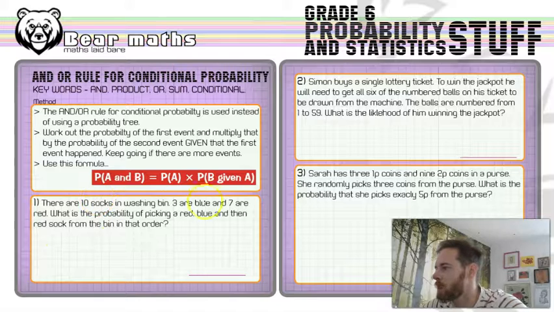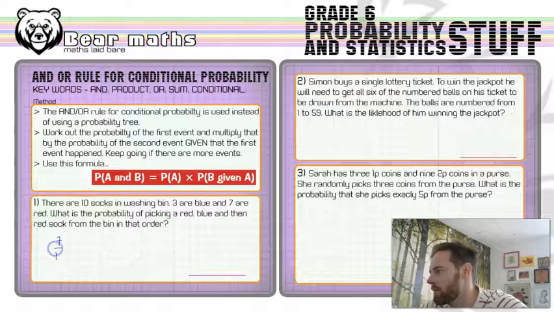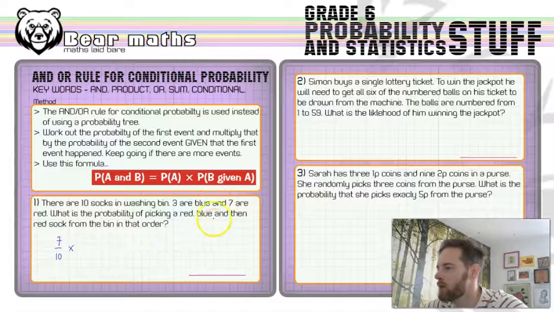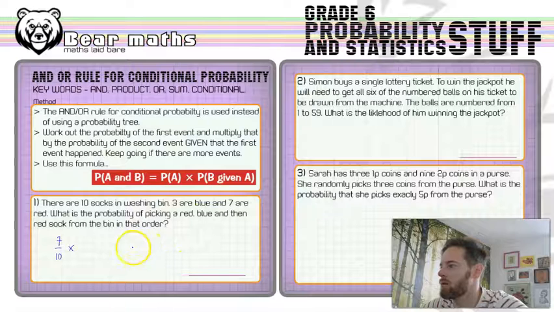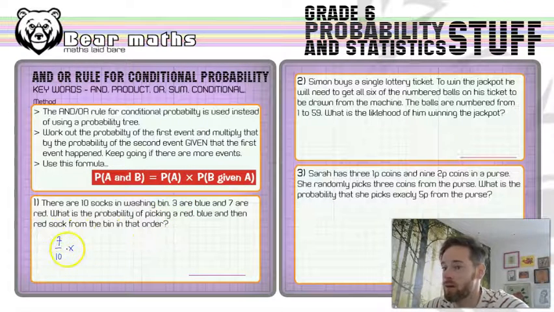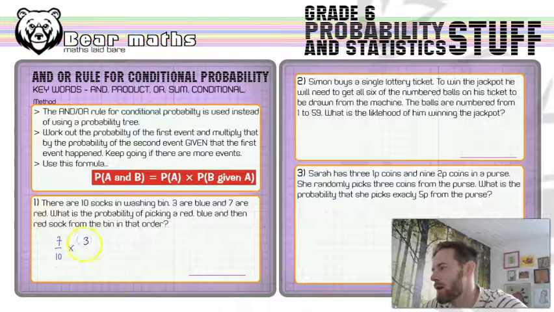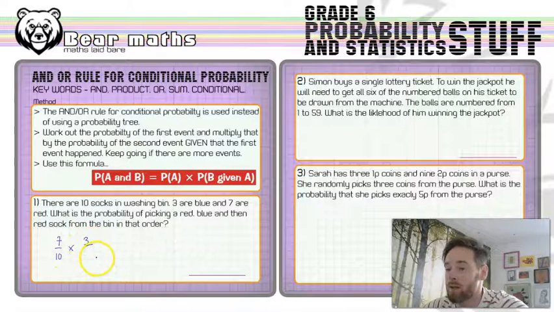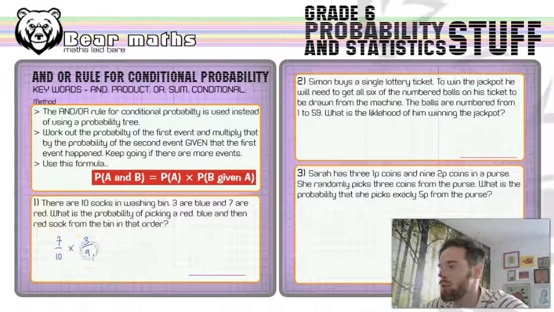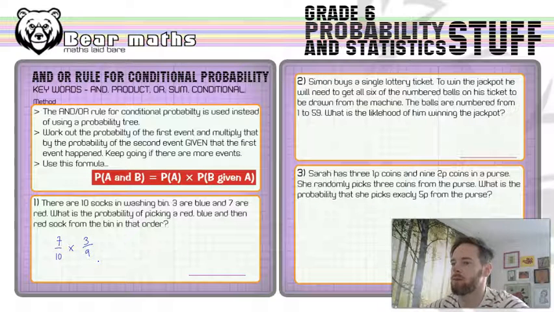So the first sock there is that red one, so the chance of it being red is going to be 7 out of 10. Okay, then we're going to multiply it by the chance of getting a blue one, because we want it in that particular order. That's going to be, well, there are 3 blue ones still there because we didn't pick a blue one the first go, right? Theoretically. So that would be 3 out of, but this time it's going to be out of 9 because there's 1 less sock in the washing bin. Okay? Didn't get put back in, so there's 1 sock less.